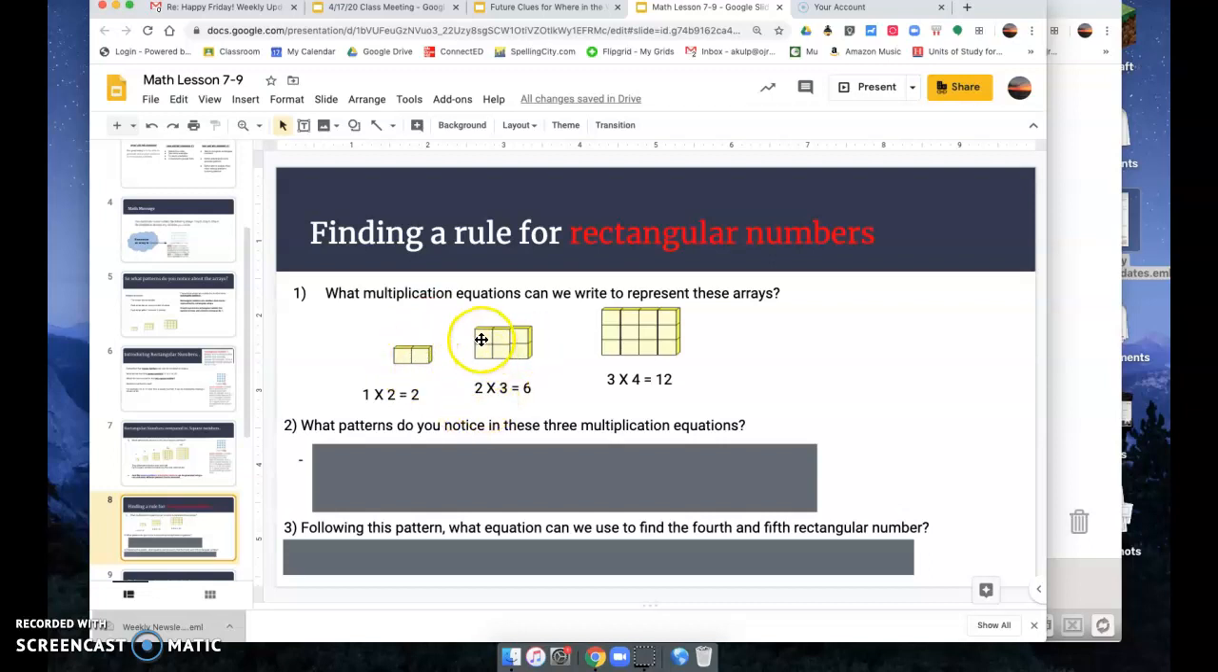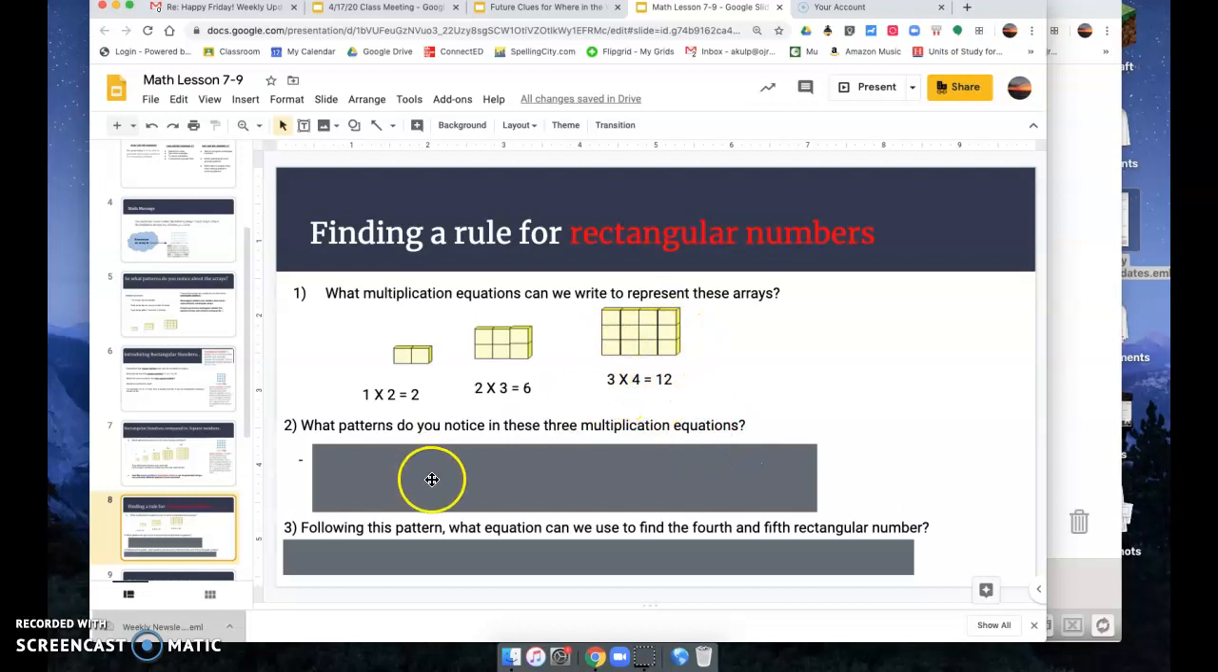Here we would write 2 times 3 equals 6. We have 2 rows of 3, or 2 equal groups of 3. So 2 times 3 is 6 there. And for this last array, we would write 3 times 4 equals 12 for a multiplication equation that represented it. Again, we have 3 equal rows of 4. 3 rows of 4, or 3 times 4 equals 12.